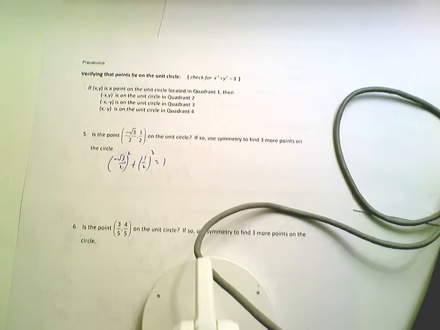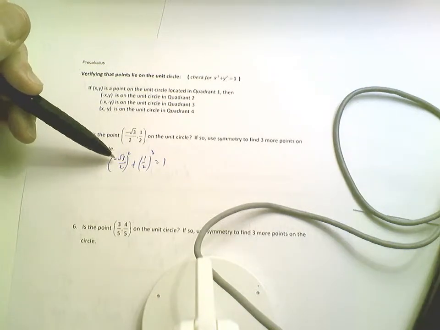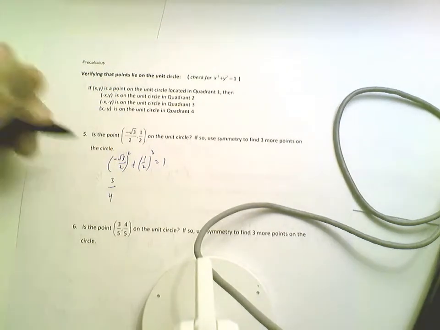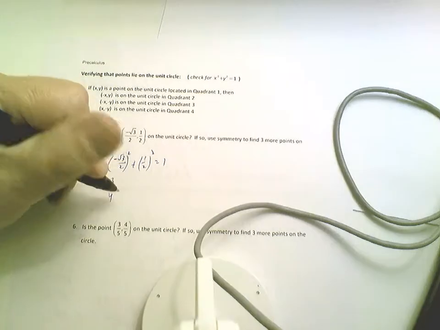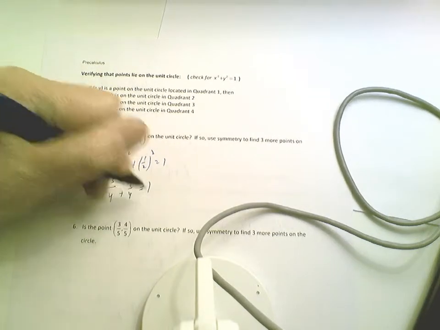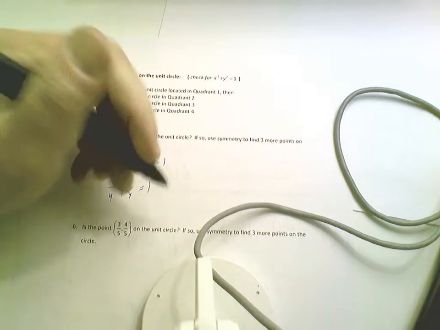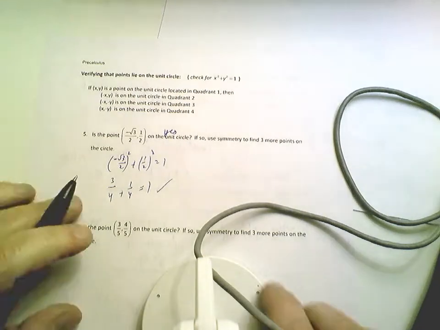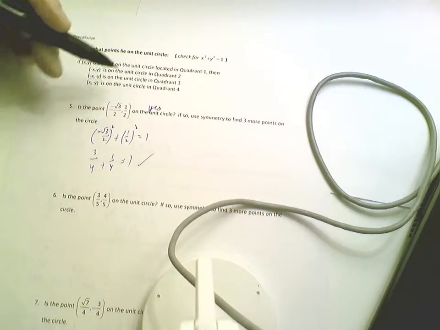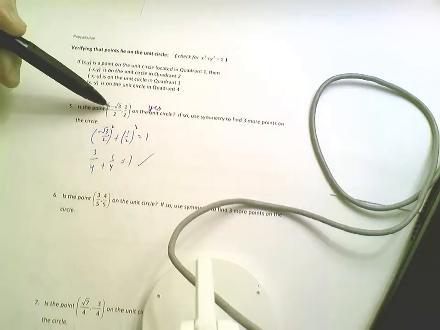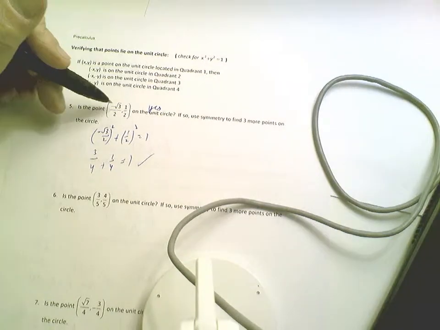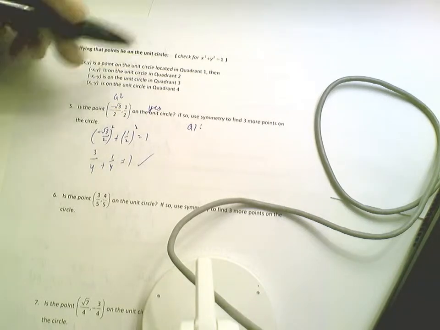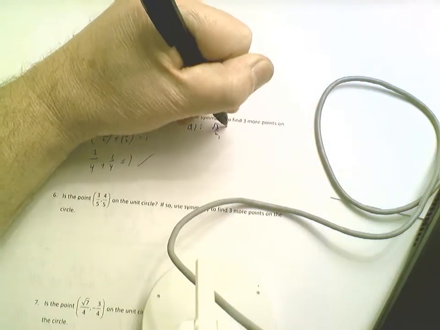That's what I'm checking. Negative root 3 times negative root 3 becomes 3. 2 squared is 4. 3/4. 1/2 times 1/2, 1/4. Does 3/4 plus 1/4 equal 1? Absolutely. Is this point on the unit circle? It sure is. And so who else can be on the unit circle? Well, that, by the way, looks like a quadrant 2 answer. I'll even mark, there's quadrant 2. In quadrant 1, I'd have square root of 3 over 2, 1/2.